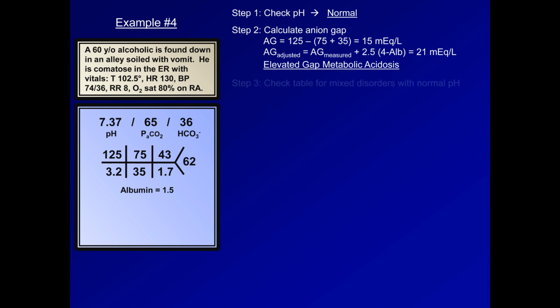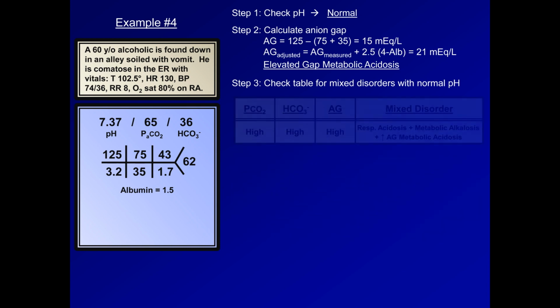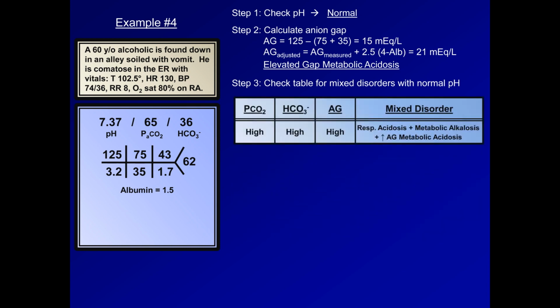Step 3 in this case will be to check the table for mixed disorders with normal pH. We see that the patient's PCO2, bicarb, and anion gap are all elevated. Therefore, he falls into this category: a combined respiratory acidosis, a metabolic alkalosis, and an elevated anion gap metabolic acidosis. I'm going to condense that result like this in order to give us a little bit more room on the screen.